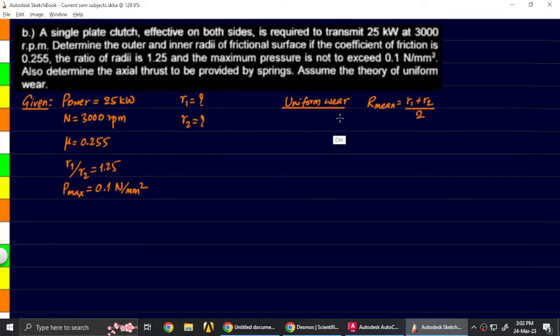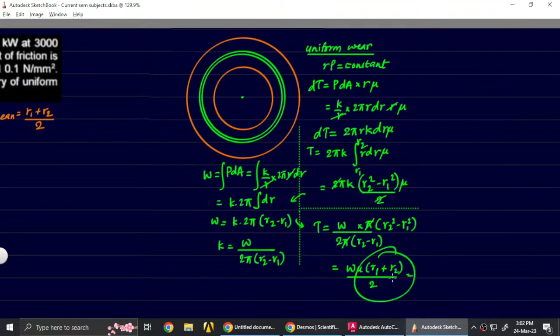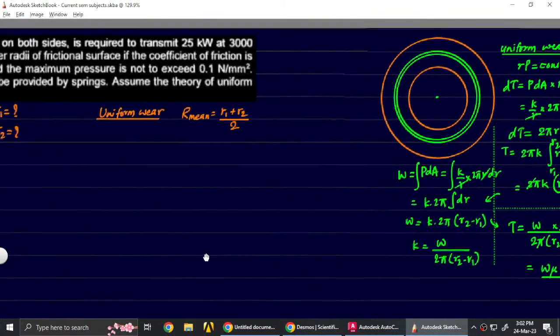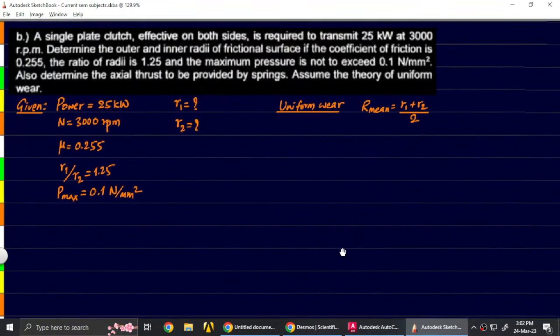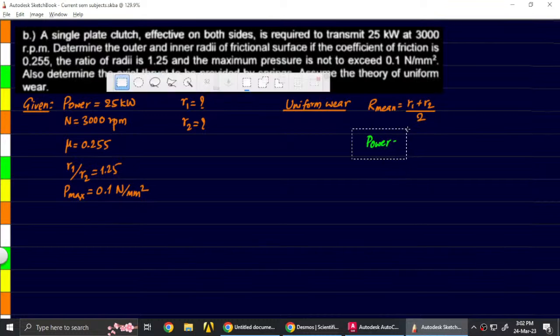Now when it comes to uniform wear, we know the derivation is somewhat like this. We can pause and take a look at it if you want, and that gives us the value of R mean as (R1 + R2)/2, and I think this will be helpful to us in solving this particular thing. R1 and R2 is what we are supposed to find. The ratio of R1 by R2 has been given to us. R mean is this, and R mean value is utilized in the power formula. So power, not power, I think it's just the torque.